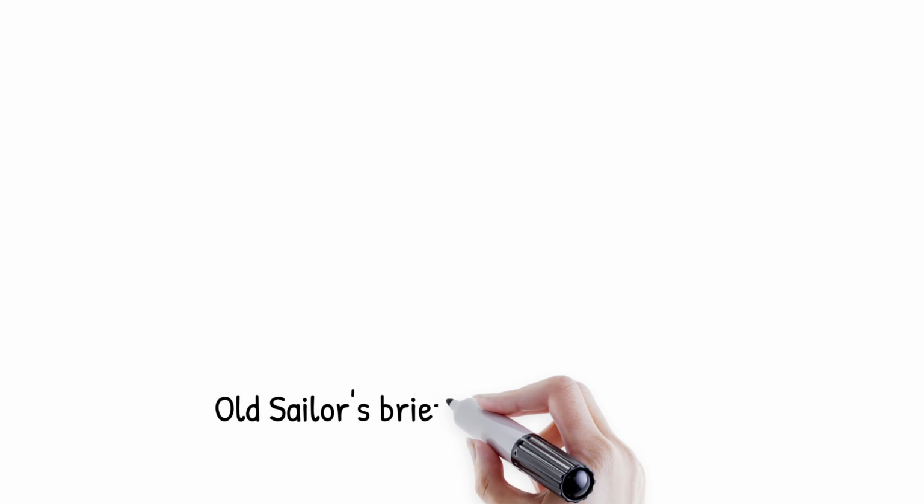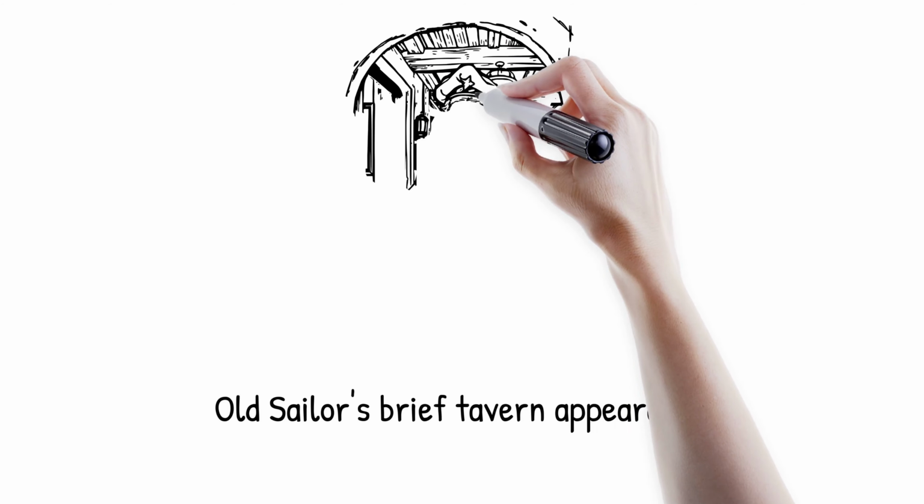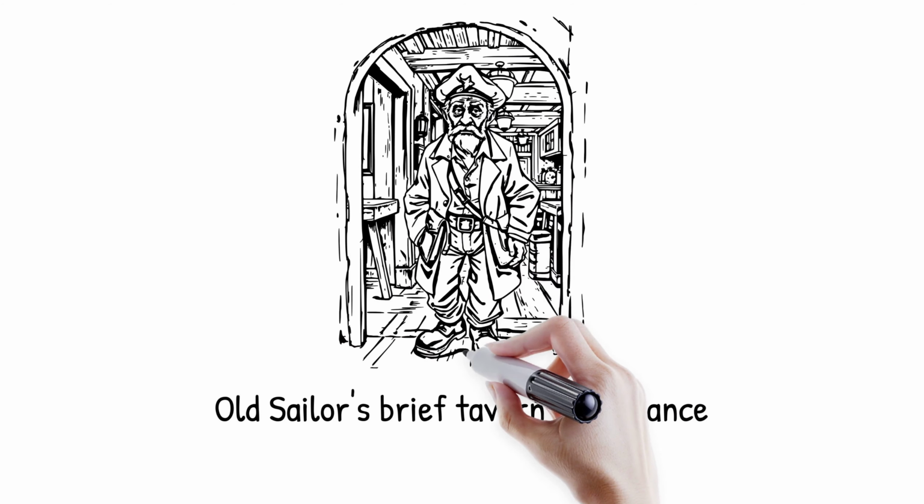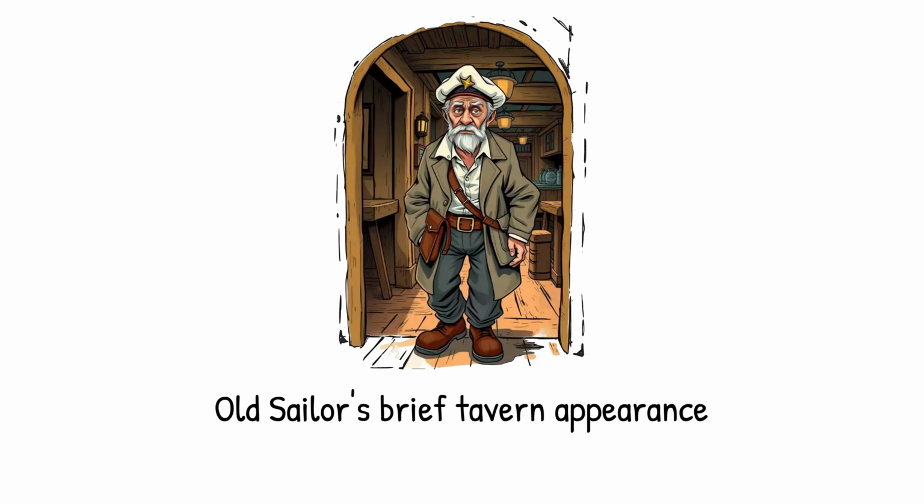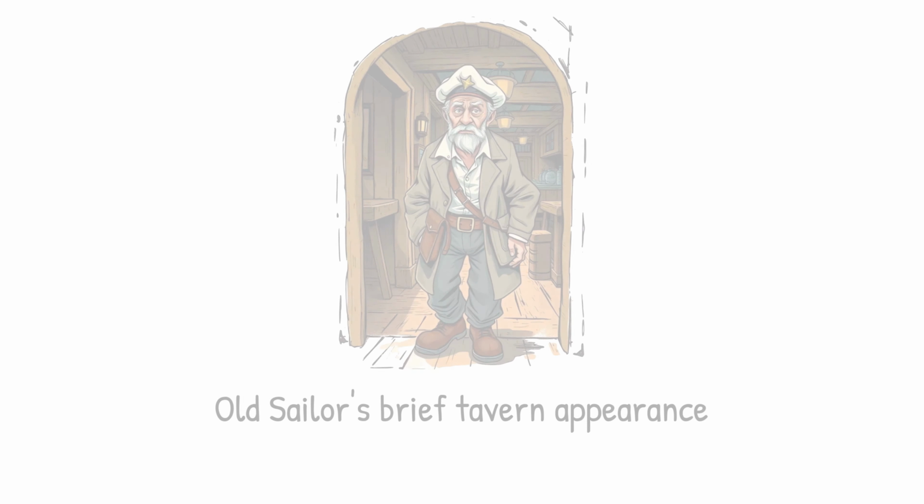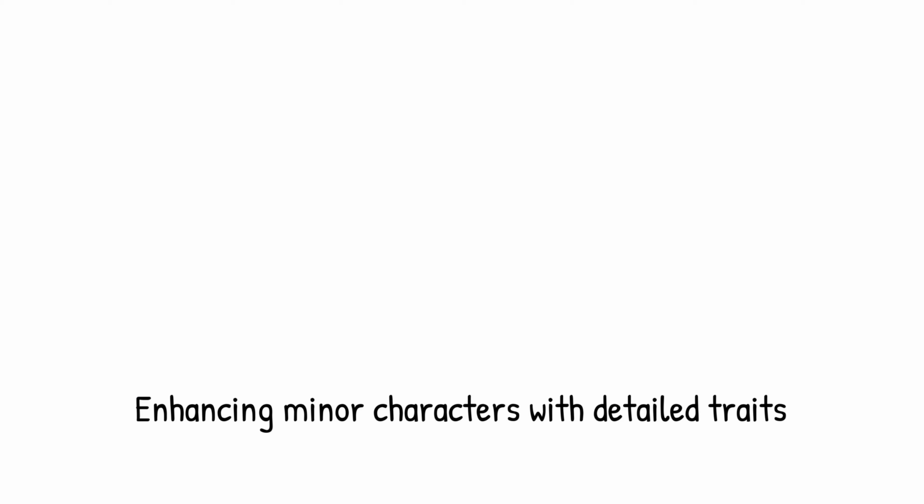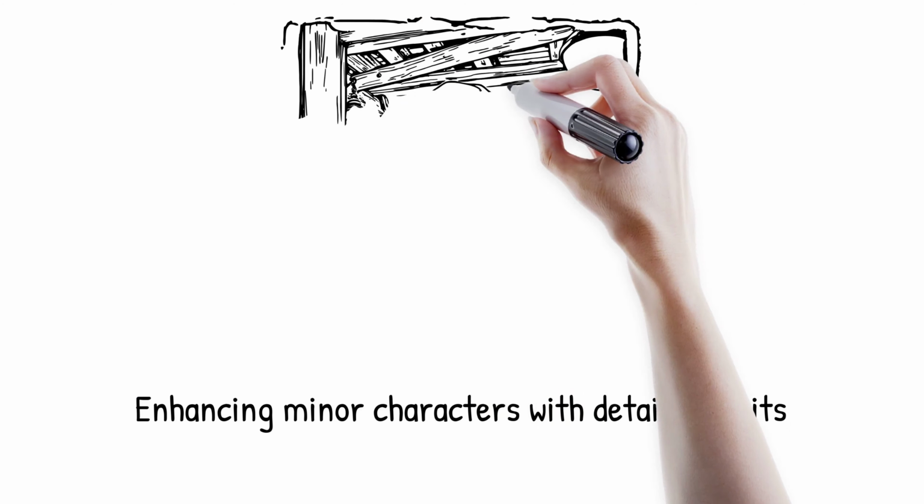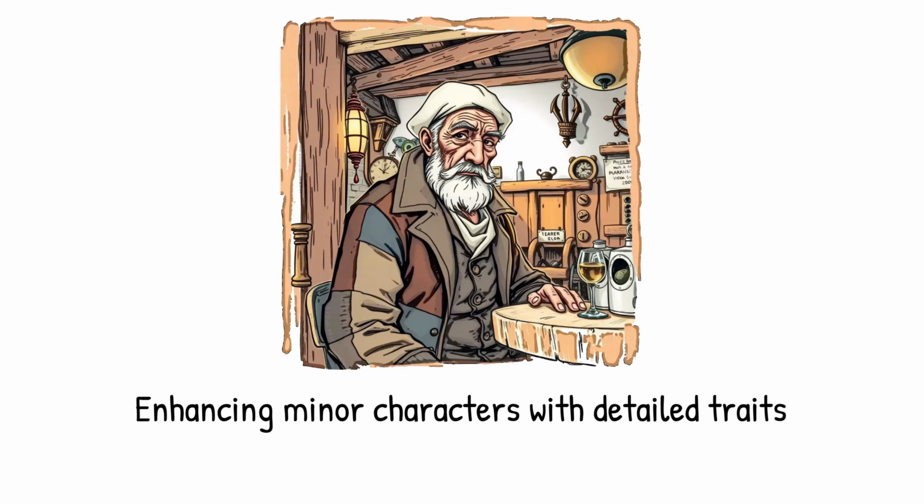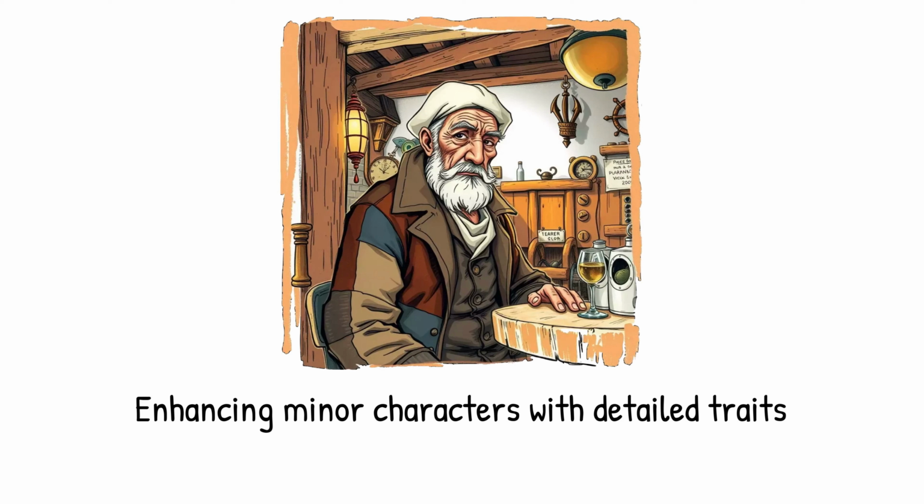A minor character like the Old Sailor from Robert Louis Stevenson's Treasure Island appears briefly. The old sailor stumbled in, his coat ragged, muttering, "Pieces of 8," the tavern floor creaking, the smell of salt air wafting in. Adding specific details, such as a weathered old sailor with a patched coat, enhances his potential role, contributing to the plot development, with the suggestion to add texture to minor roles to suggest a richer world.